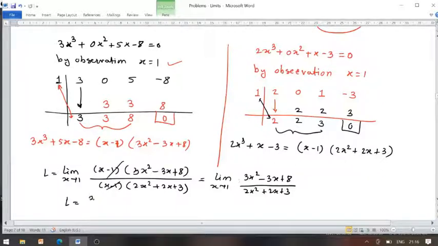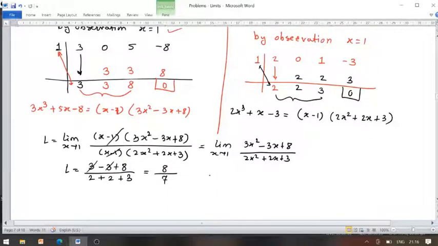so we get 3 ones are 3, again 3 ones are 3, plus 8, divided by 1 square as 1, so 2 ones are 2 plus 2 ones are 2 and plus 3. So plus 3 minus 3 gets cancelled. 8 divided by 2 plus 2 is 4 plus 3 becomes 7. Now 8 and 7 do not have any common divisor except 1. So our final answer, that means the value of the given limit L, is 8 by 7.